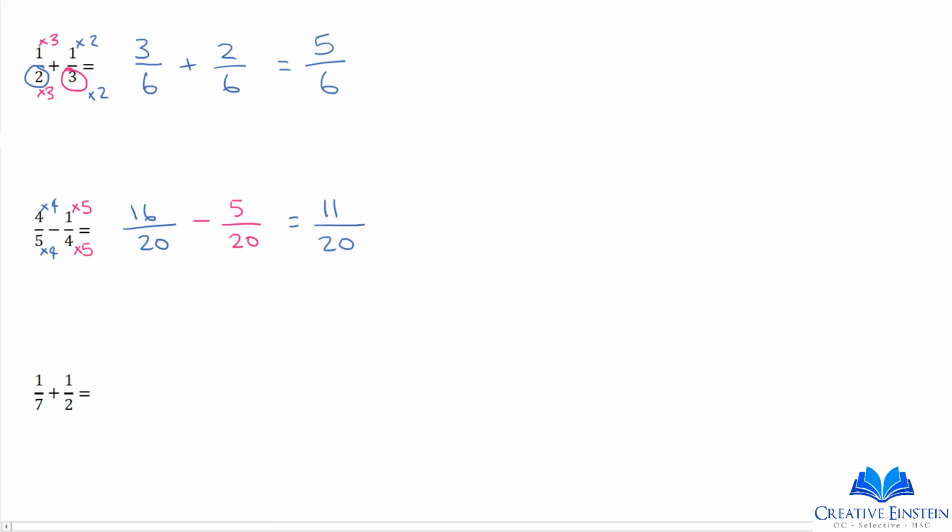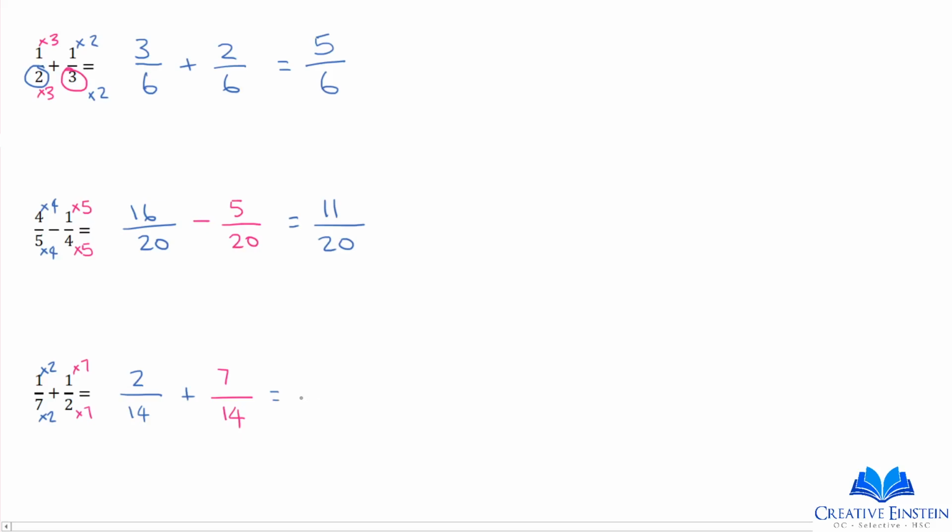Let's look at our next example, 1/7 plus a half. So remember, we're looking at the second denominator, which is 2. So we're going to times 2, times 2. And our first denominator is 7. So times 7, times 7. I end up with 1 times 2, 2. 7 times 2 is 14. Plus 1 times 7 is 7. Over 2 times 7 is 14.